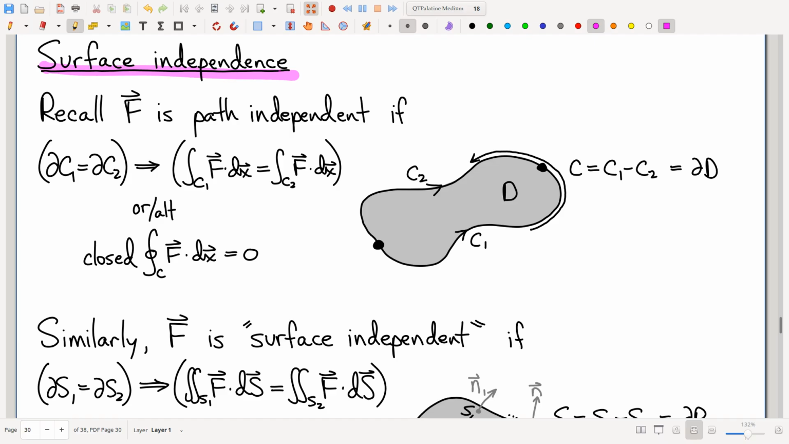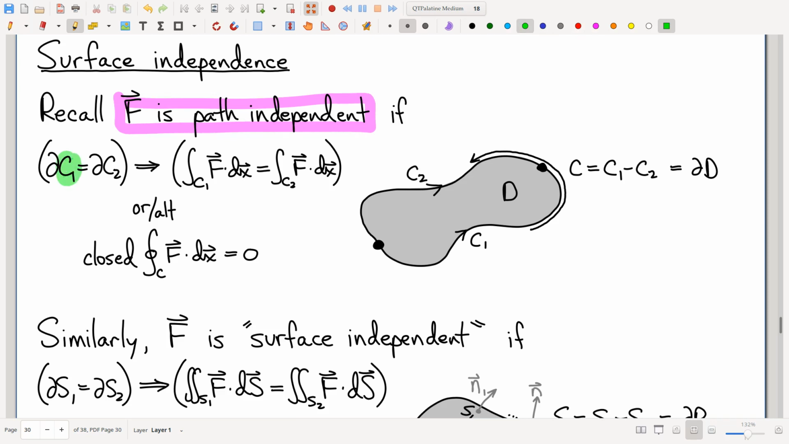So this idea is part of Math 219. This is something you're responsible for. So let me start off with where surface independence comes from. It comes from analogy with path independence. Let me remind you what path independence means.